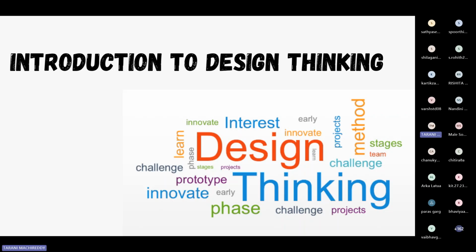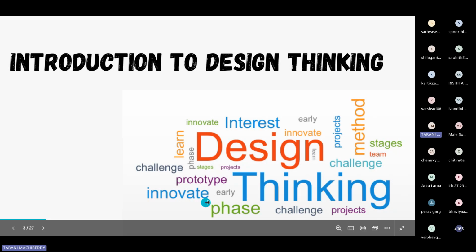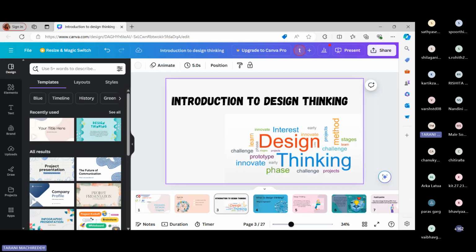So what is the first thing that comes to your mind when you think of the word design thinking? You can use your chat box or question and answer session to answer. And what is the first thing that you think of design thinking? You can type in the chat box. Anything is fine. Anything that comes to your mind. You can speak about design thinking. So why do we need to use design thinking? Why do we need to understand design thinking? Come on, guys. Type anything.